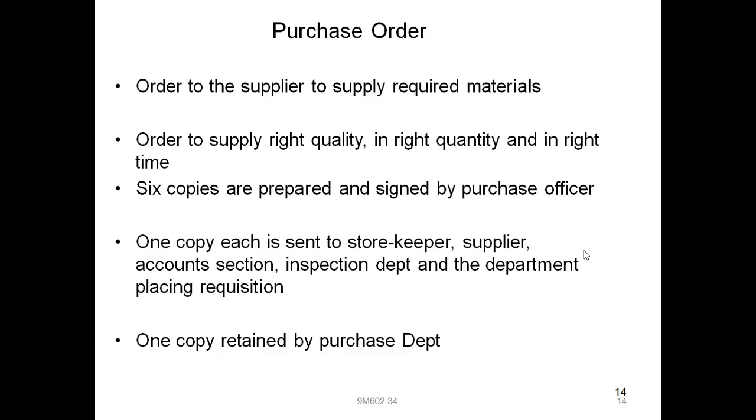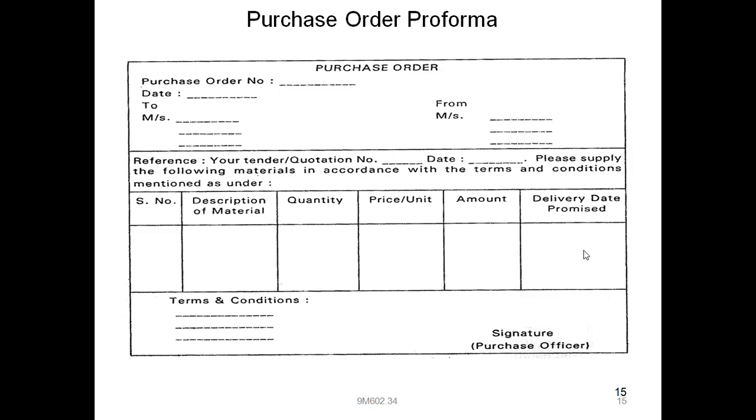Next, purchase order. Order to the supplier to supply required materials. Order to supply right quality in right quantity and in right time. 6 copies are prepared and signed by purchase officer. 1 copy each is sent to the storekeeper, supplier, account section, inspection department and department placing requisition. 1 copy is retained by purchase department.